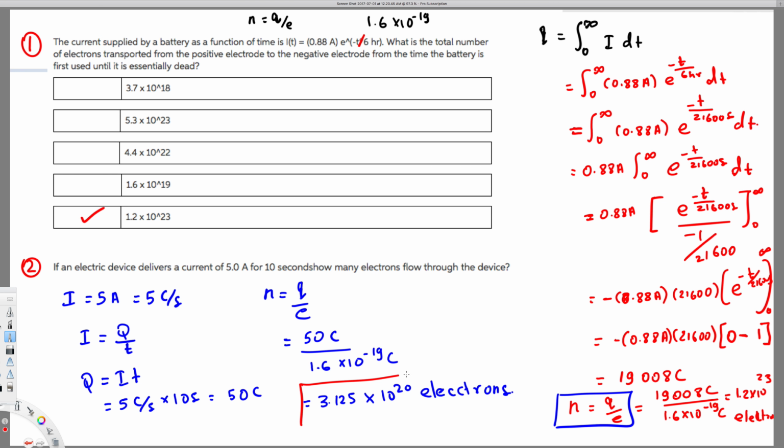This is the number of electrons we have, and the answer for the first one is right here, which we already put. That's how we do these kinds of problems.